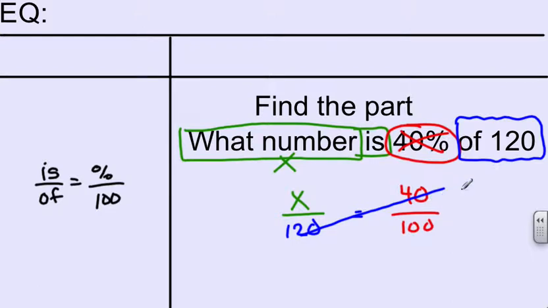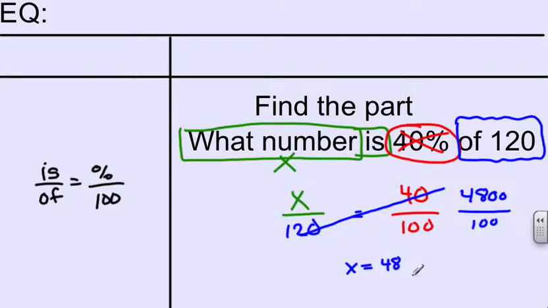I'm just trying to do it in my head really quick. So this would be 4,800. Once I'm done multiplying those, then I divide by what's left over. Divide by the 100. And in this case, x equals 48.